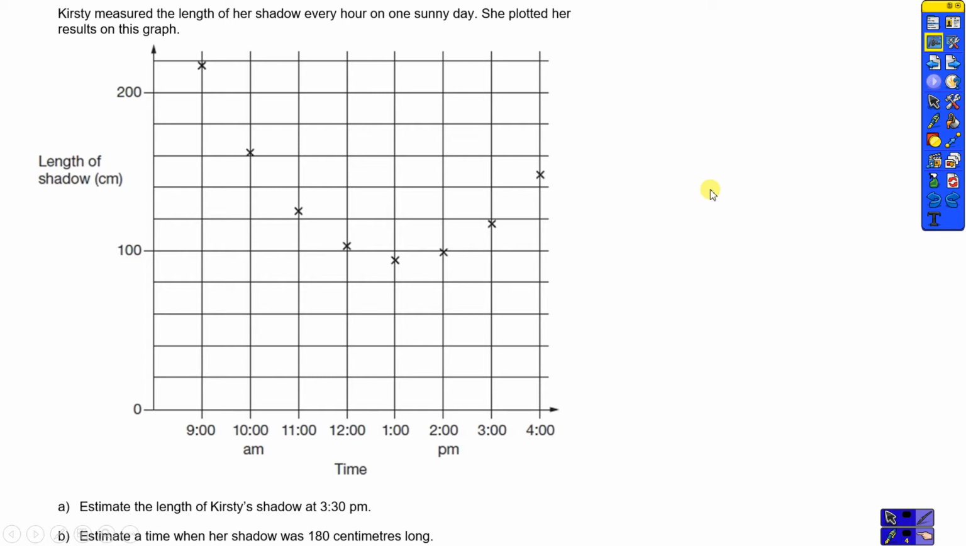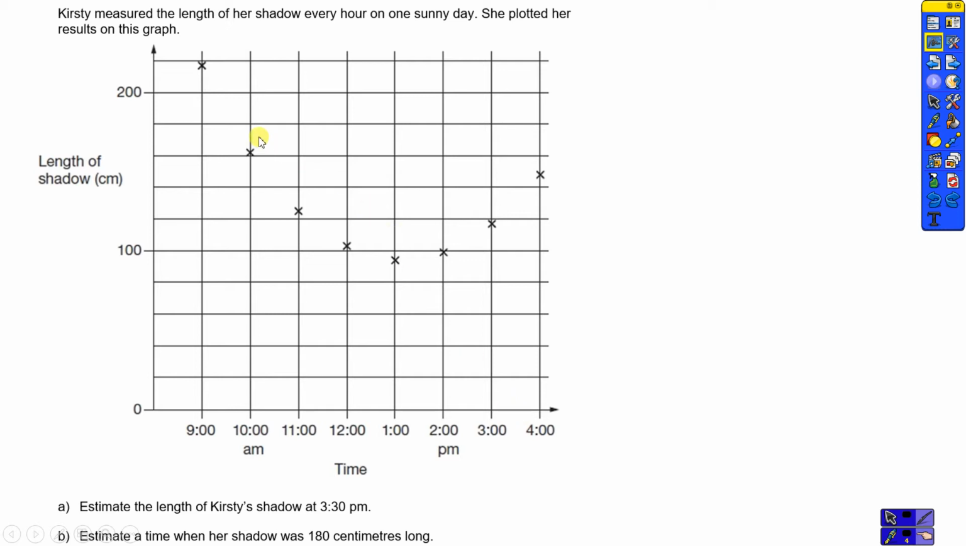Kirsty measured the length of her shadow every hour on one sunny day. She plotted her results on this graph. Estimate the length of Kirsty's shadow at 3:30. So each of these squares is 1 hour. So 3:30 is going to be in the middle of 3 o'clock and 4 o'clock.